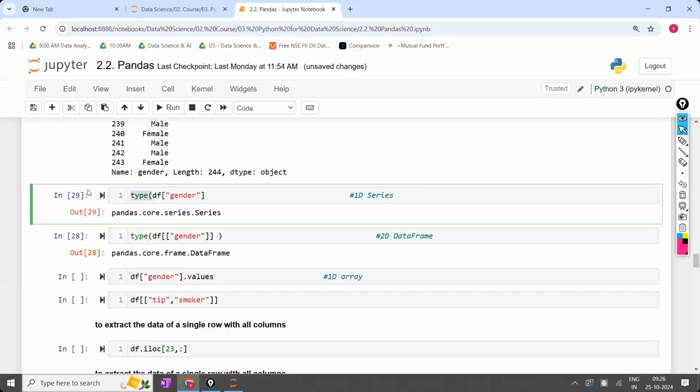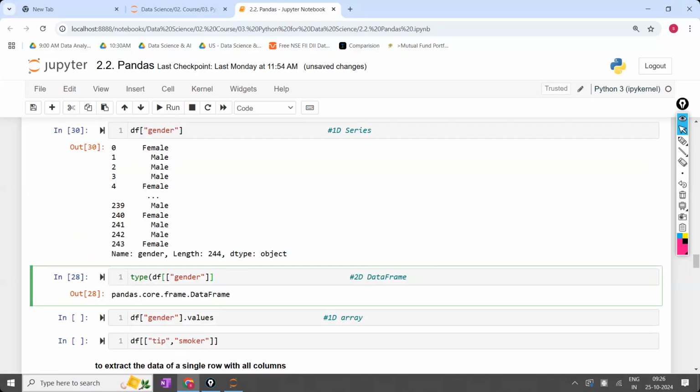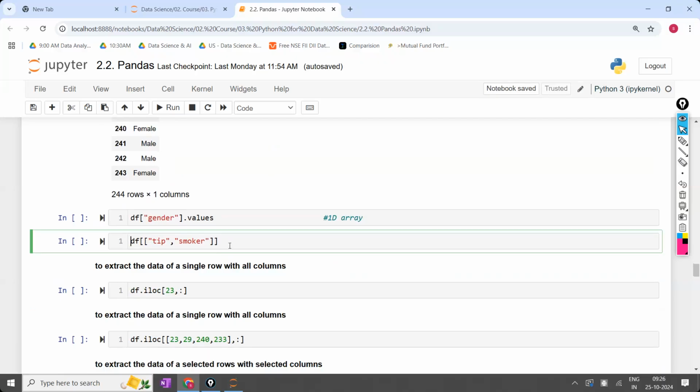Now, sir, for a single column, series is possible, and for a single column, data frame is also possible. Now, if I want to extract multiple columns, is a series possible for multiple columns? No.